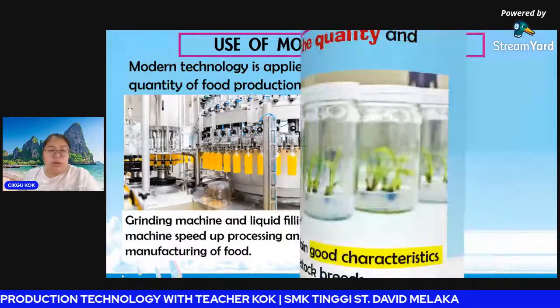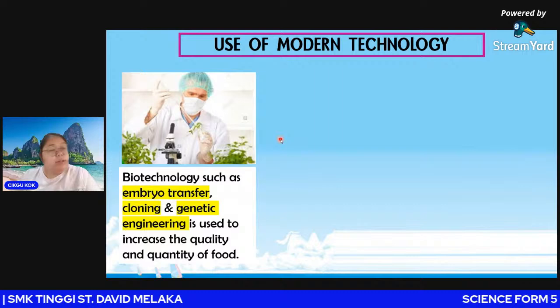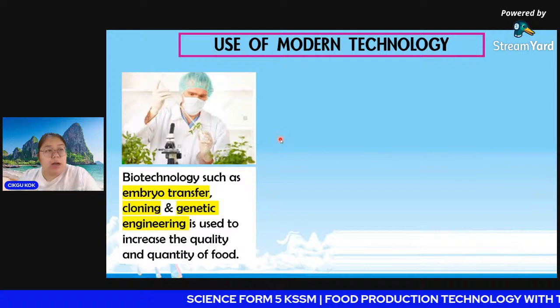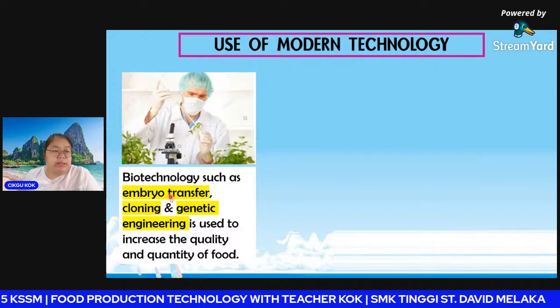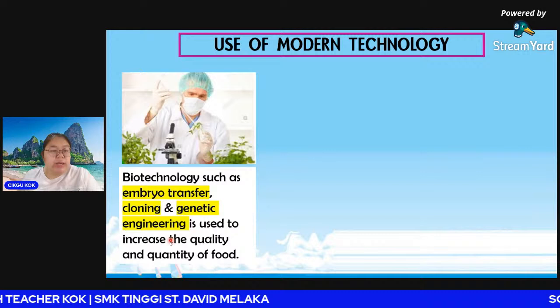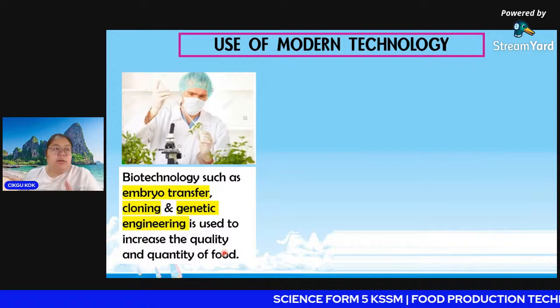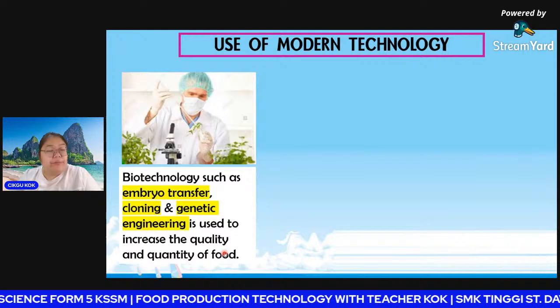Number three, you have another one, biotechnology. So many students now go to study this field at university. It is another field that can increase our plantation or the quality of food. This is biotechnology, such as embryo transfer, cloning, and also genetic engineering, used to increase the quality and quantity of food. They just do experiments. They need to find out what situation can make it more effective. The students can learn from this. It normally involves chemicals.